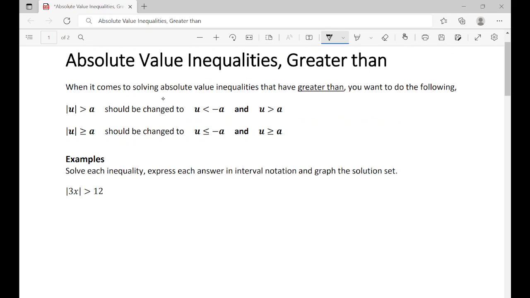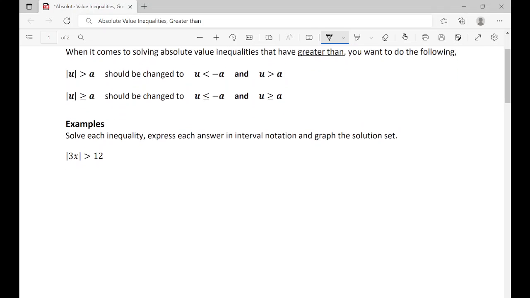When it comes to solving absolute value inequalities that have a greater than sign in it, you're going to want to do the following. If it's the absolute value greater than a, some number, it needs to be changed to whatever's inside the absolute value less than negative a, and then what's inside greater than positive a. And if it's the absolute value greater than or equal to some number a, you need to change it to whatever's inside less than or equal to negative a and greater than or equal to positive a. So let's look at it in action.